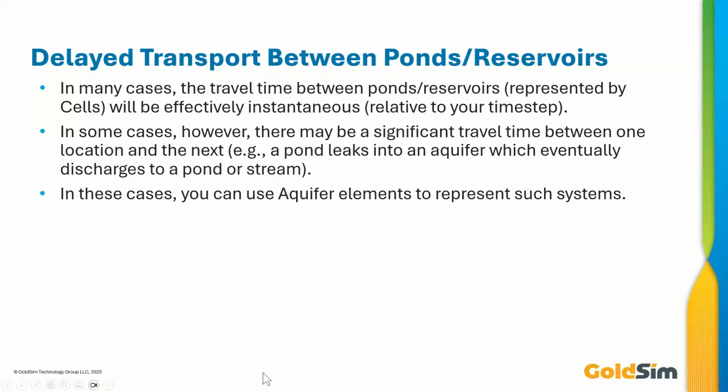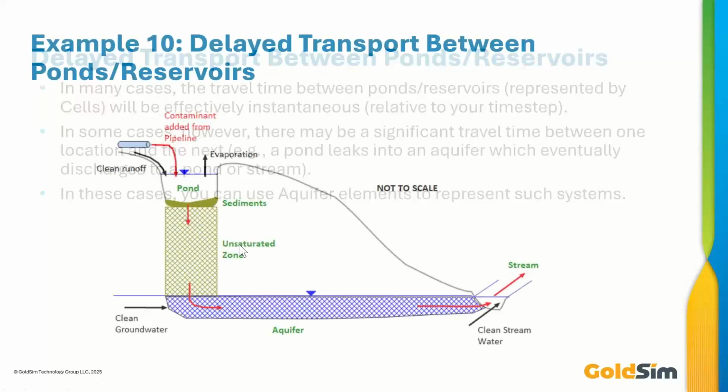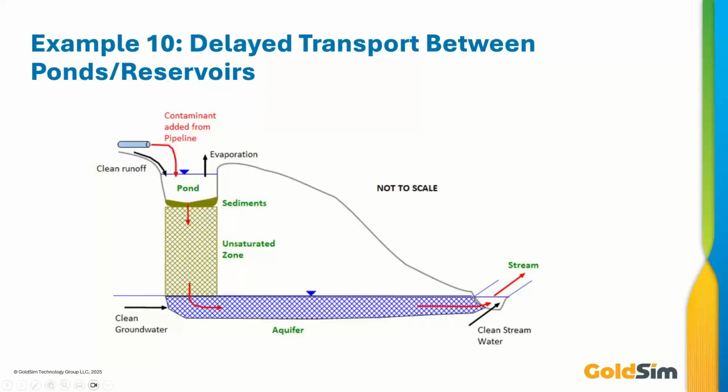In these cases, we can use an aquifer element to represent this system. I don't have time to talk in detail about aquifer elements, but I'll just show you a model that represents this. Here's a model where we have a pond. It leaks through some sediments that then go through an unsaturated zone, that then go through an aquifer, that then go to a stream, okay?